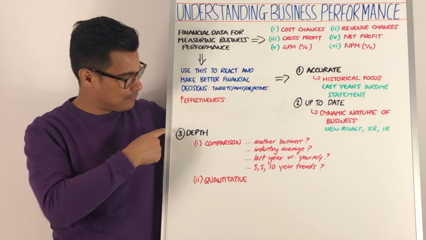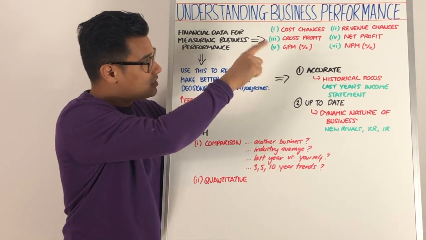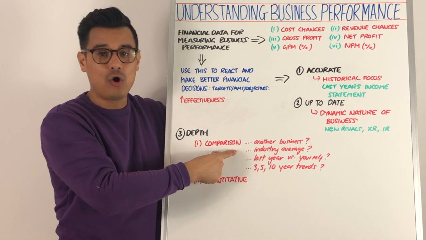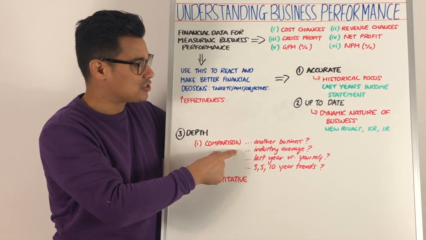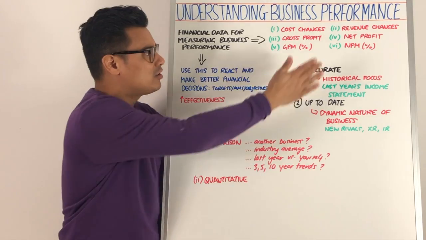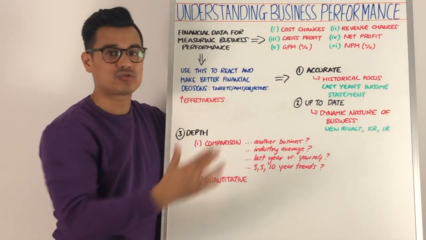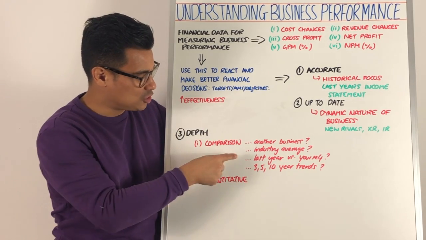The third thing to look at is depth, and depth is about your data, because when you're thinking about this financial data, it might be that on its own it's not enough and you need some form of comparison. The comparison could be comparing your gross profit margin to another business, or comparing your net profit margin to what the industry average is to see where you are. So it will help you make these more effective decisions.